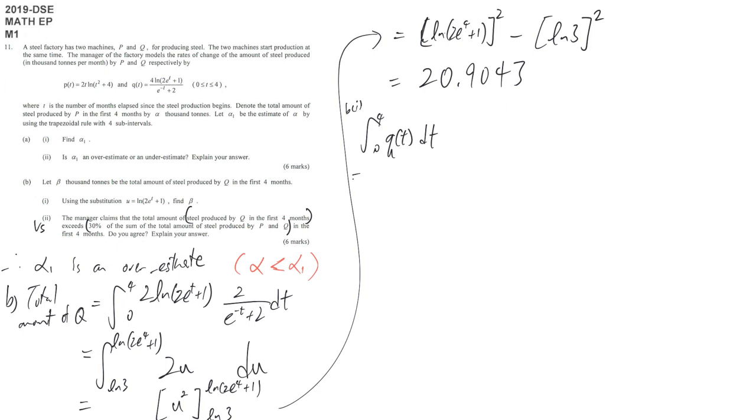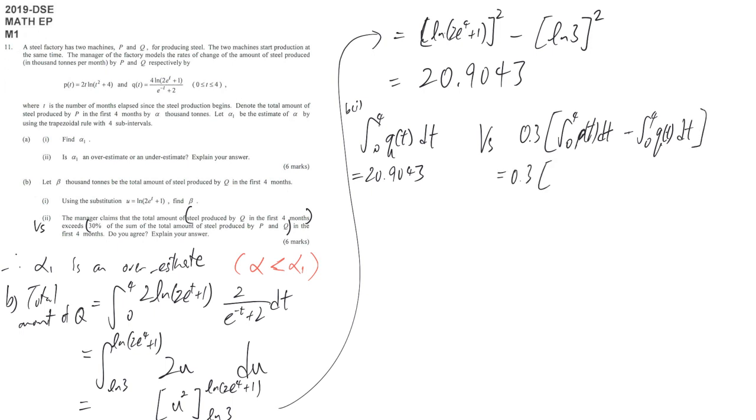From B1, we know that this is equal to 20.9043. And then we are going to compare with another item, which is 30% of machine P production together with machine Q production. 0.3 times alpha minus 20.9043. Now the key point is here. We don't know the true value of alpha. We just know that alpha is smaller than alpha 1. So we can conclude that this item is smaller if we use the estimated value. Beware, this is the estimated value.